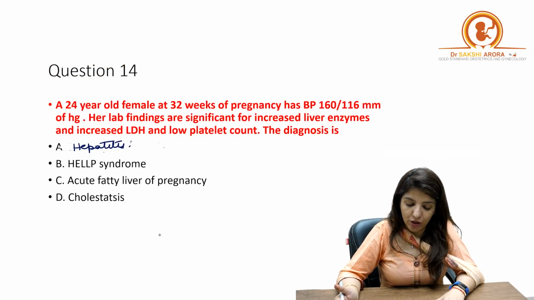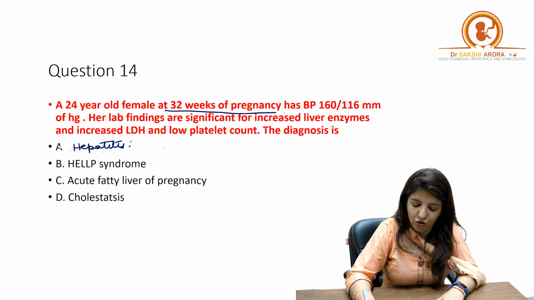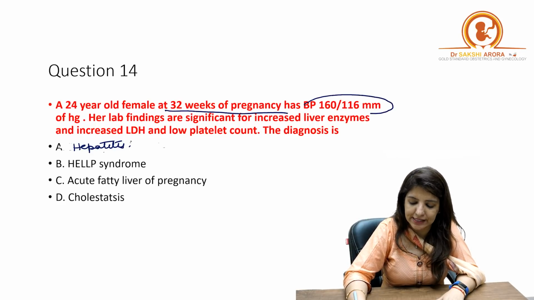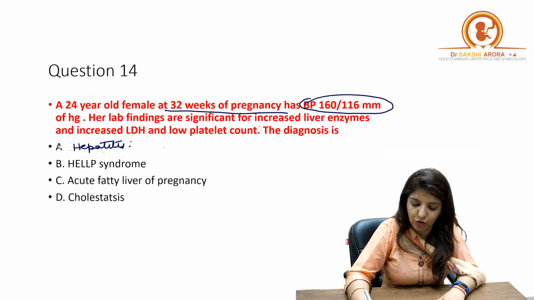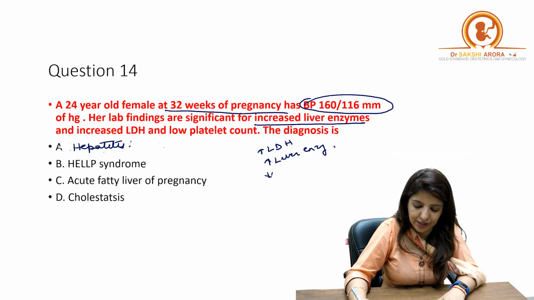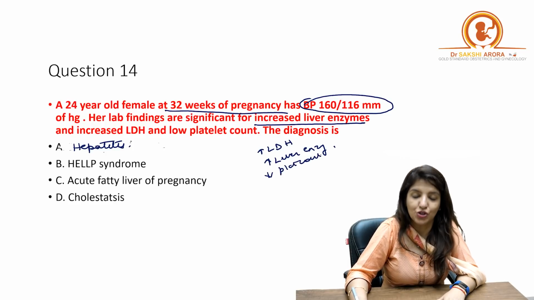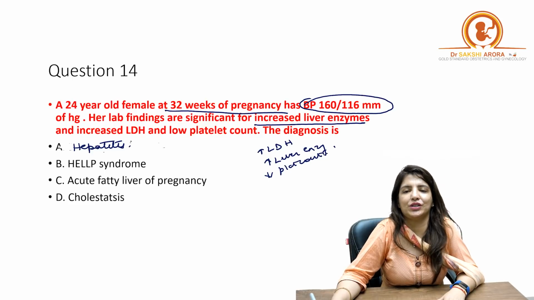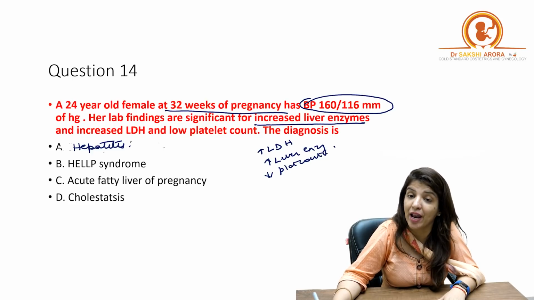A 24-year-old female at 32 weeks of pregnancy has BP 160 by 116, which means that her BP is high. Her lab findings are significant for increased liver enzymes. Okay, increased liver enzymes, there is increased LDH, and there is decreased platelet count. What is your diagnosis? So I know all of you know the diagnosis, and the diagnosis is HELLP syndrome.